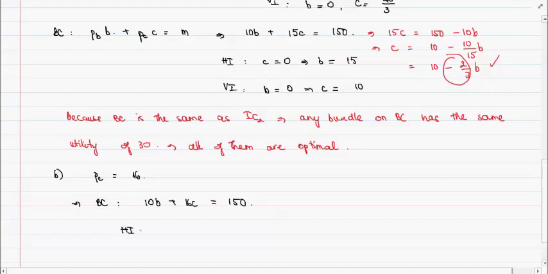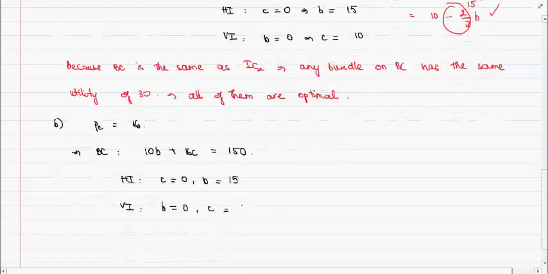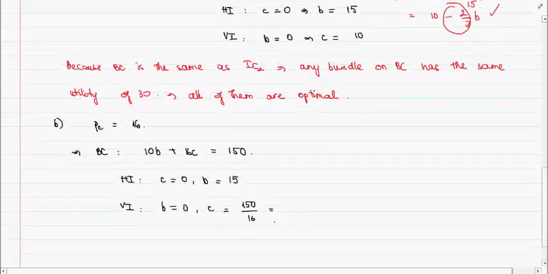What is my horizontal intercept? If I make C equal to 0, then B is equal to 15, which is like before, so the horizontal intercept remains the same. The vertical intercept is where B equals 0. Then my C is now 150 divided by 16, which is 9 point something.